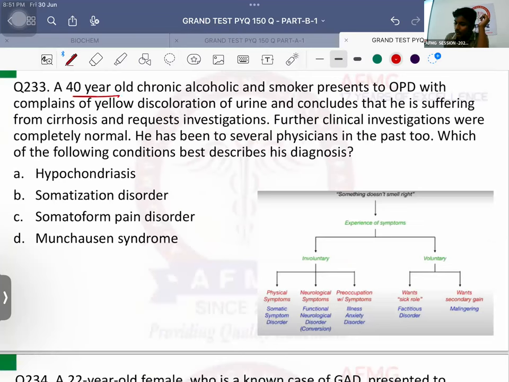A 40-year-old chronic alcoholic and smoker presents to the OPD with complaints of yellow discoloration of urine and concludes that he is suffering from cirrhosis and requests investigation. Further clinical investigations were completely normal. Okay. He has been to several physicians in the past too. Which of the following best describes his diagnosis?